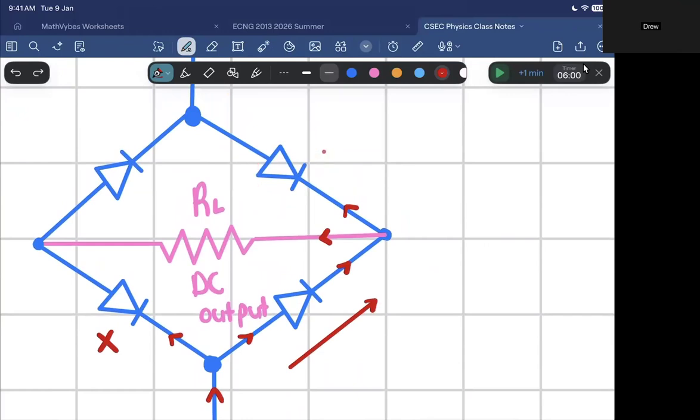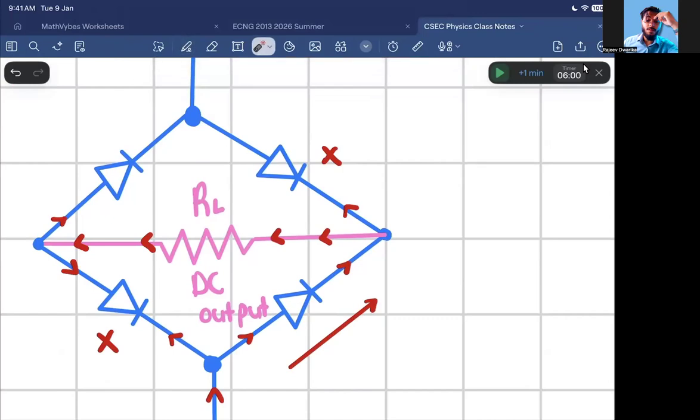No, so it's blocked. So the current ends up flowing through the resistor in this direction. Yes, sir. When it reaches this junction, that current is going to split. So it's going to go over here and it's going to go over here.